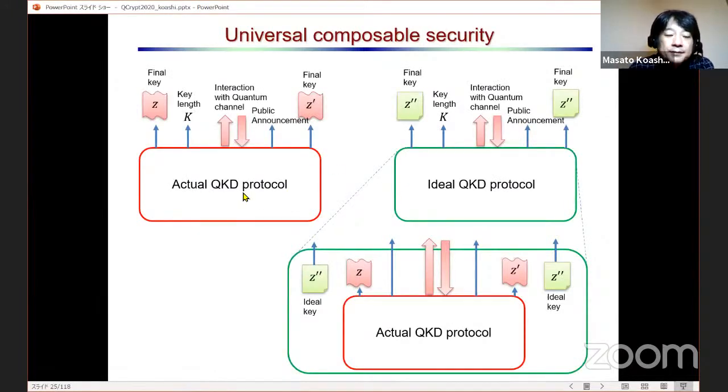So what I meant about composable security is this. Please recall that an actual QKD protocol produces a final key and also outputs something like a key length or some public announcement, and also the eavesdropper attacks the quantum channel. So there is some quantum interaction here. Let us define the ideal QKD protocol in terms of this actual protocol. This is embedding the actual QKD protocol, but discarding the real key and instead creating an ideal key, then outputting this. So the difference here is replacing the real final key with an ideal key.